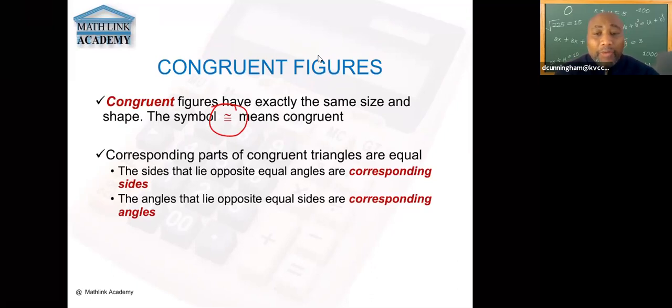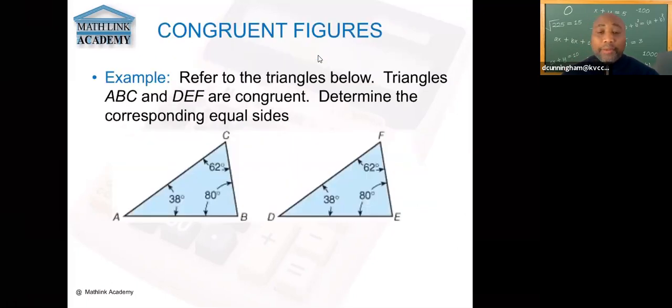Corresponding parts of congruent triangles are equal. What do I mean by that? The sides that lie opposite equal angles are corresponding sides. The angles that lie opposite equal sides are corresponding angles. So let's look at some examples of what we mean by congruent.